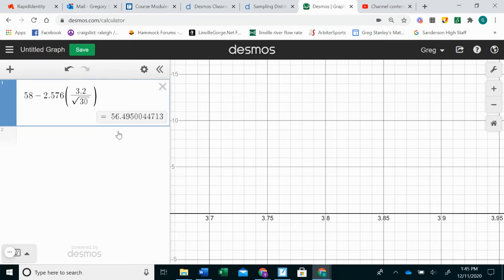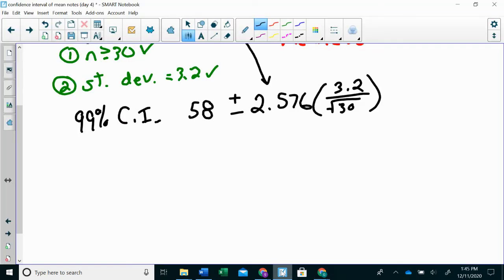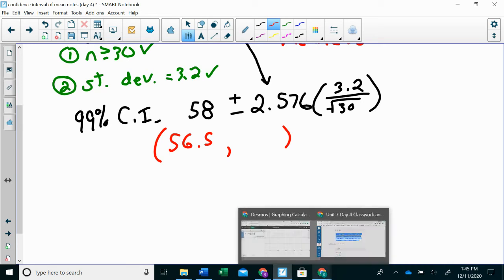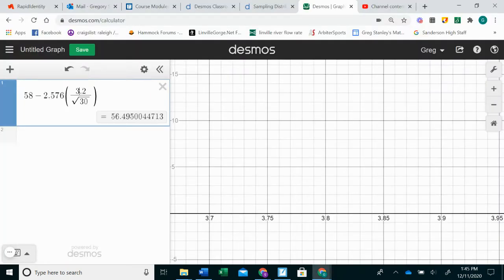So our lower limit number is about 56.495. We can call that 56.5, which will be good. About 56.5 is going to be our lower limit number. And for our upper limit number, just simply change the minus to a plus. Minus, change to plus. Our upper limit number is about 59.5.